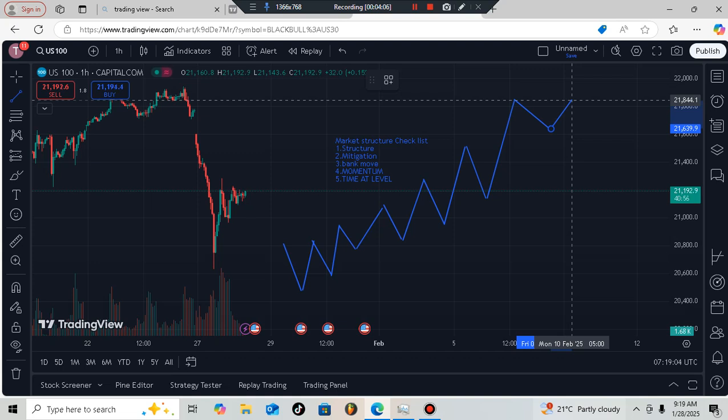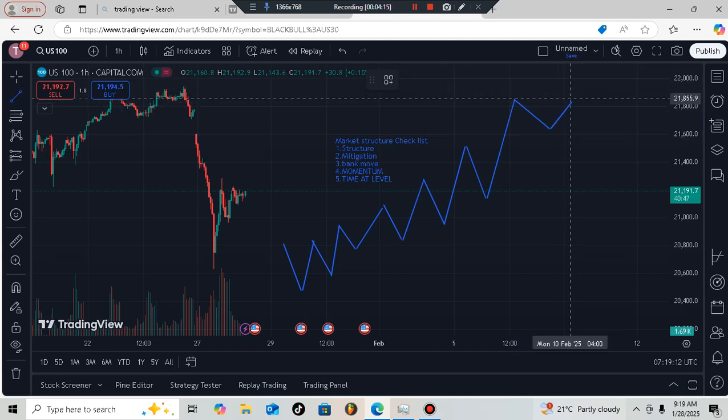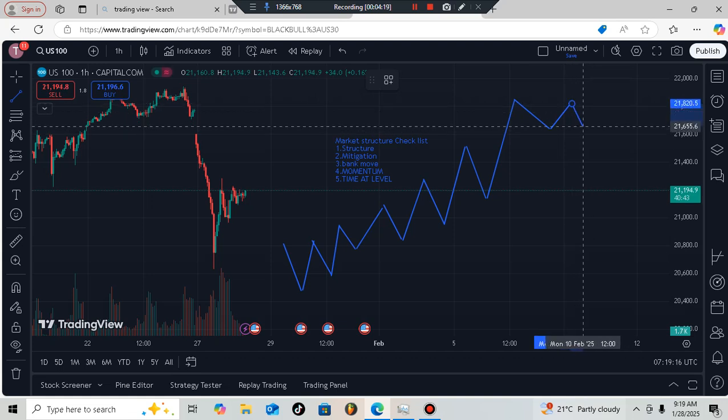Okay, sorry for that mistake. Sorry for the inconvenience, but yeah, that peak formation high gives us that M formation. And then obviously it starts dropping.